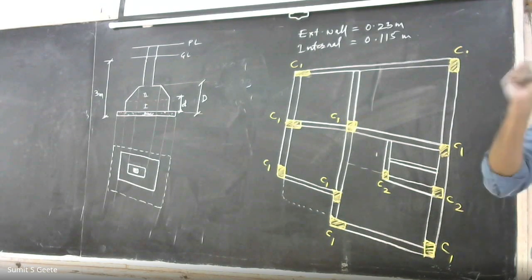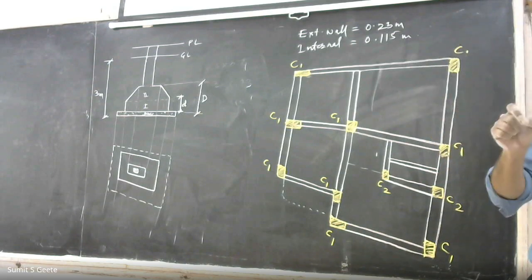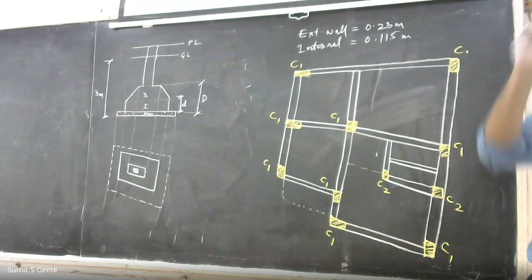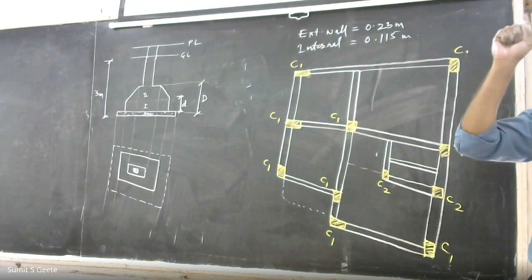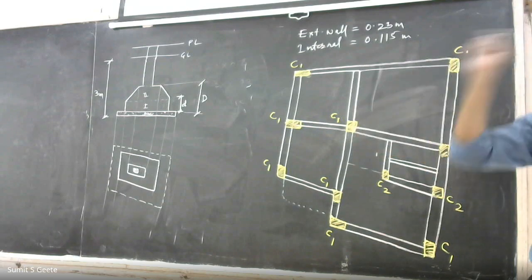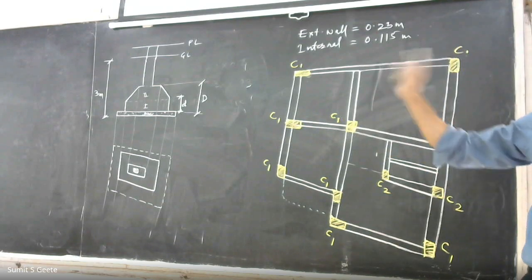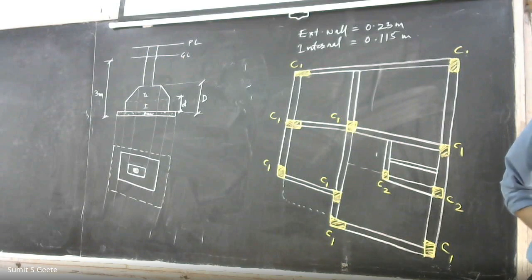If small d is equals to capital D, then in that case that footing is not called as trapezoidal footing. That footing is called as either square or rectangular depending upon the size of footing. Clear?